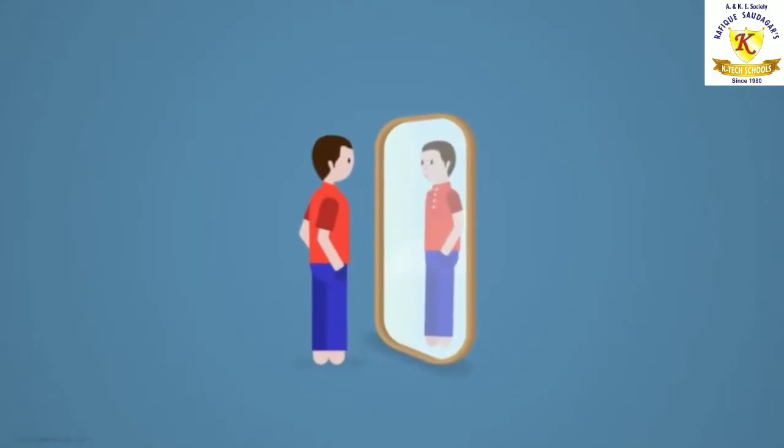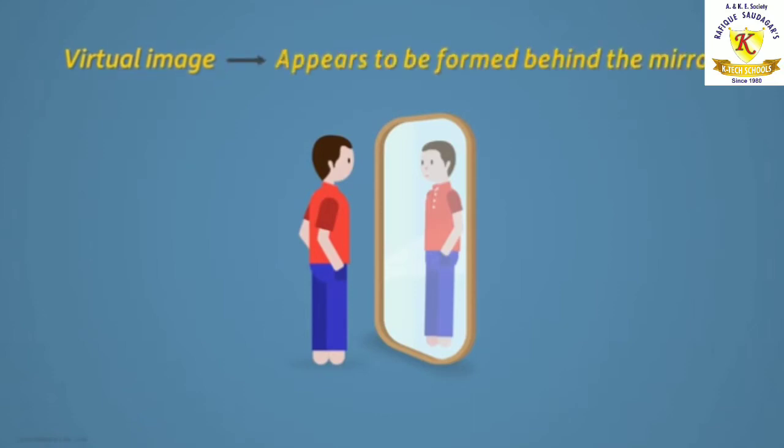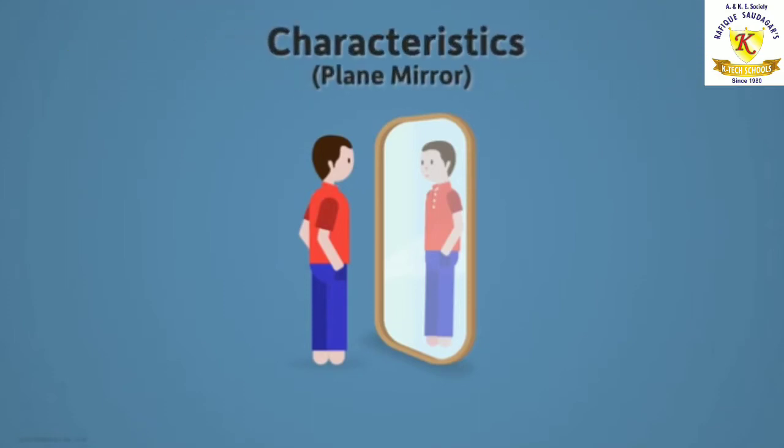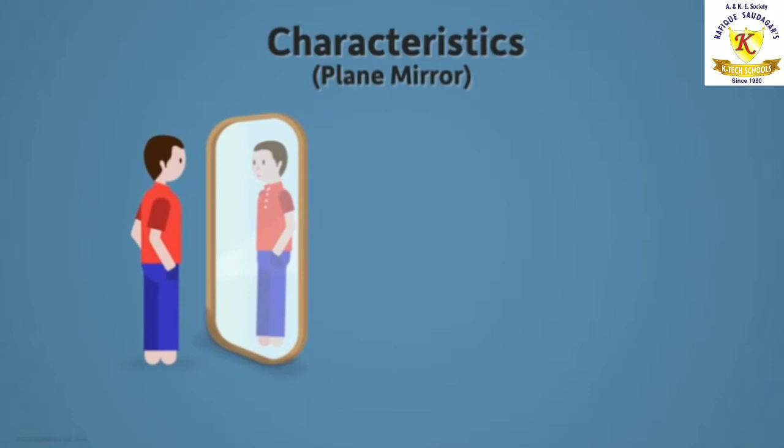Now children, we know what virtual images are. A virtual image is the image which appears to be formed behind the mirror. But in reality, it isn't formed there, as no light reaches behind the mirror. Now, an image formed by the plane mirror has some properties or characteristics. The first characteristic is that the image formed in the plane mirror is virtual. This is the first property. The image formed is virtual, not the real image.